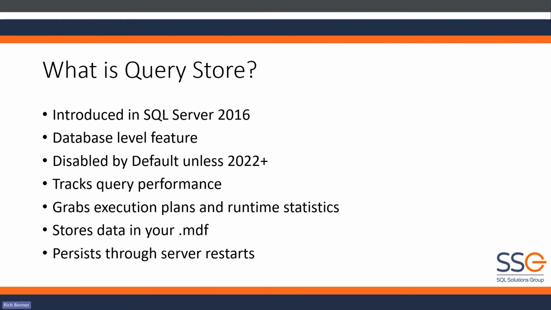What it does is track query performance over time, aggregate it, and show you statistics over time based upon the parameters that you set for it. It also grabs execution plans and shows you if a query has multiple execution plans based upon different parameters or just based upon a recompile of statistics. Then you'll see that aggregated over time and see what's changed.